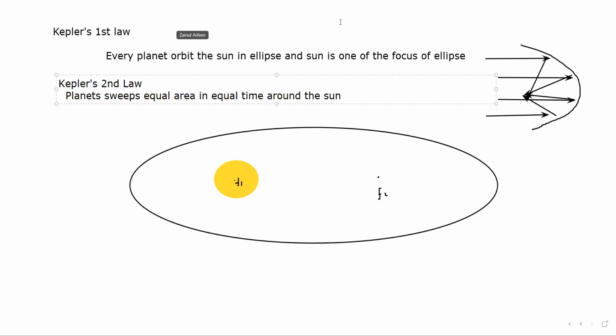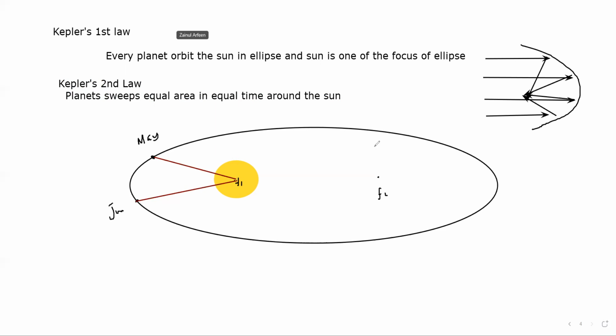So what does it mean? For example, say we are talking about Earth. In the month of May, this is the position of the planet. And after a month, in June, this is the new position of the planet. When we compare the area which is swept, or covered, within a month, this is the total area with respect to this focus.